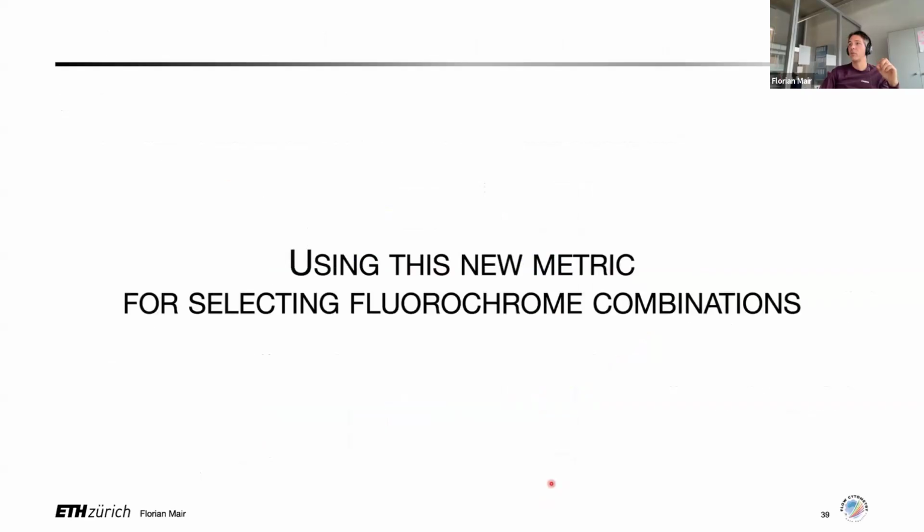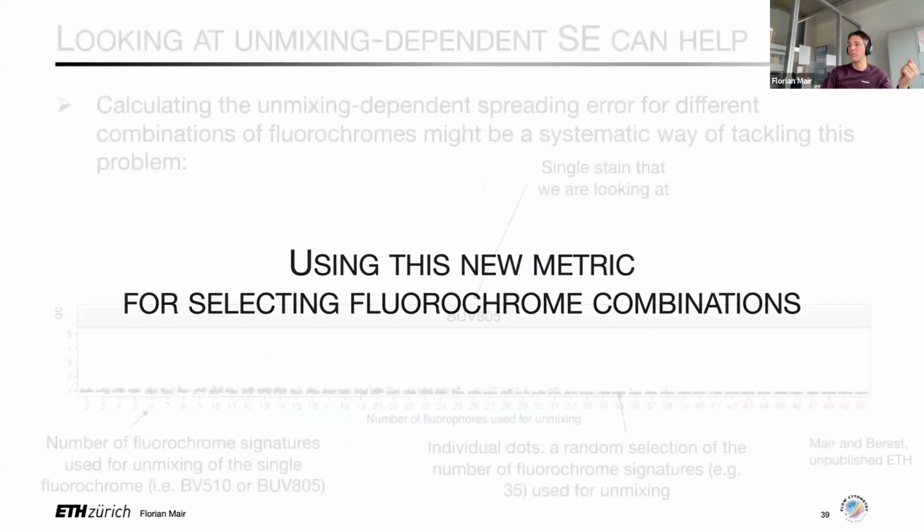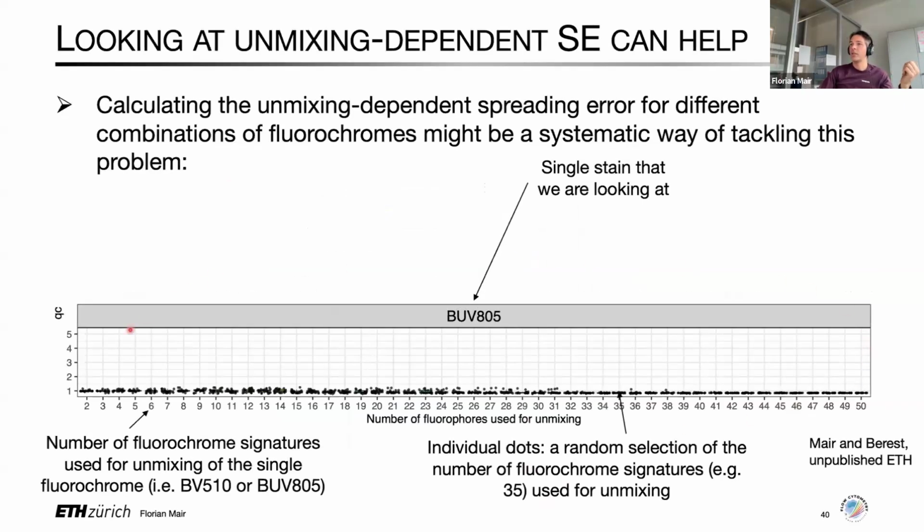We've continued some of that work here at ETH to see whether we can use this new metric for selecting fluorochrome combinations in a reasonable or even automated manner. And for this, we started generating these types of plots here, which I found actually quite neat, and I'll walk you through that now slowly.